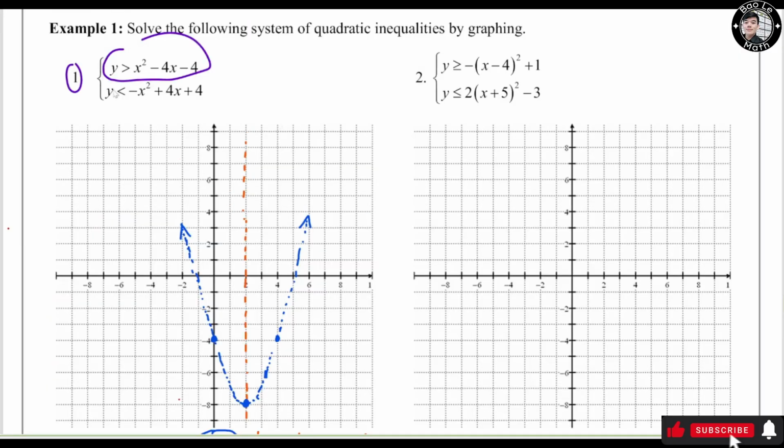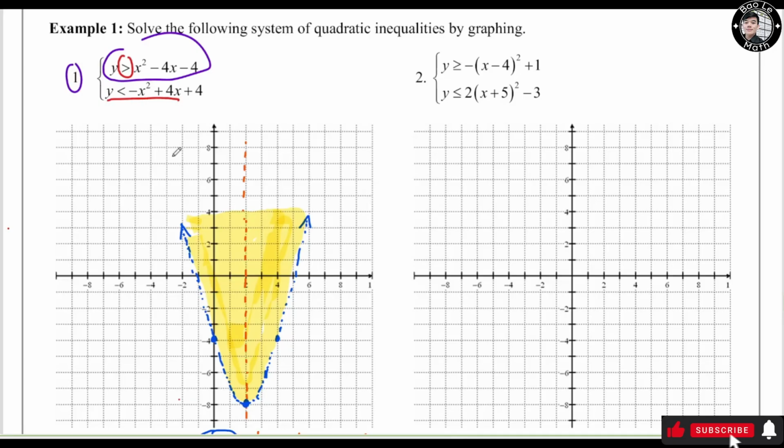Now we're going to go into the last step. We need to state the region of the solution. We see that it is greater than, which means we're going to say above the parabola. So your solution should be right here. Now we're going to move on to the second one right here.